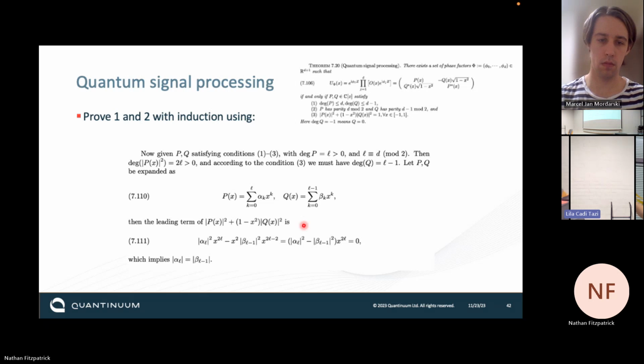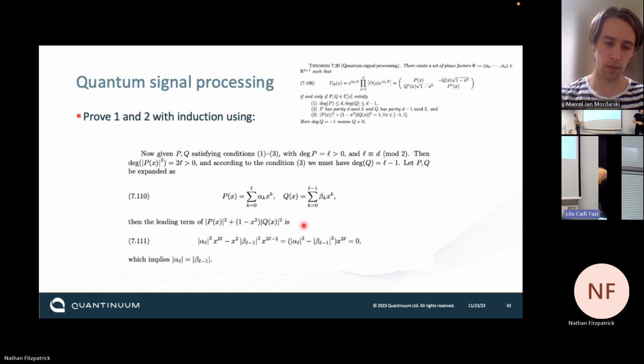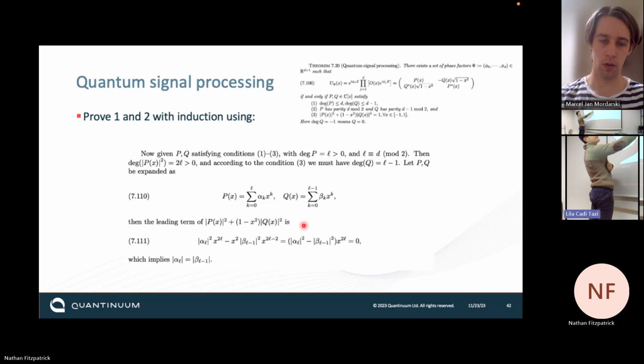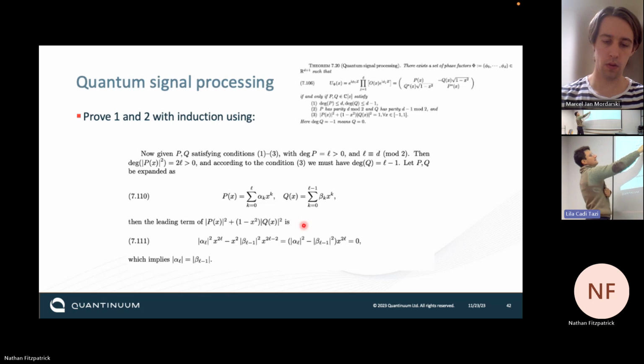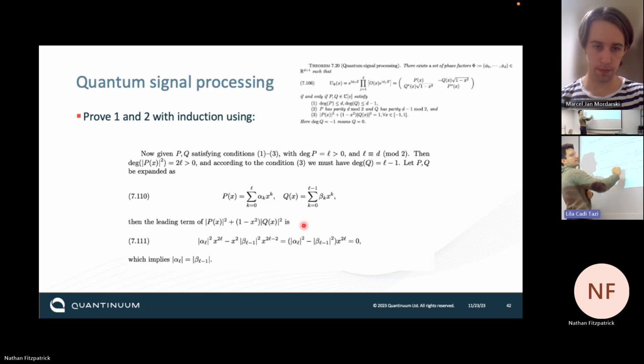That's actually quite a good point. Can you explain what this power set is? The degrees are 2L and 2L minus 2. So if P has degree L, then P squared will have degree 2L. Now the same for Q, which has degree L minus 1, and so squaring it will have 2L minus 2.